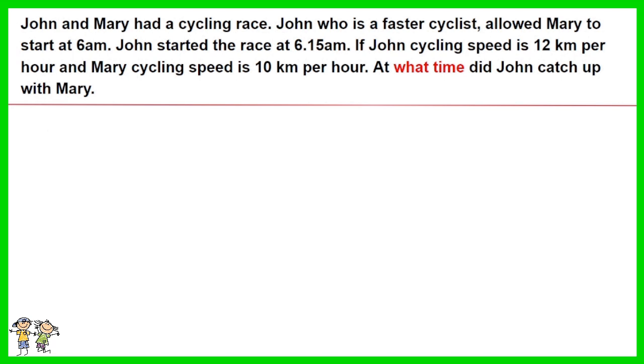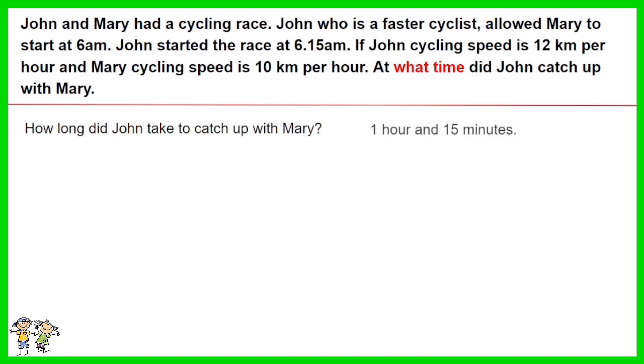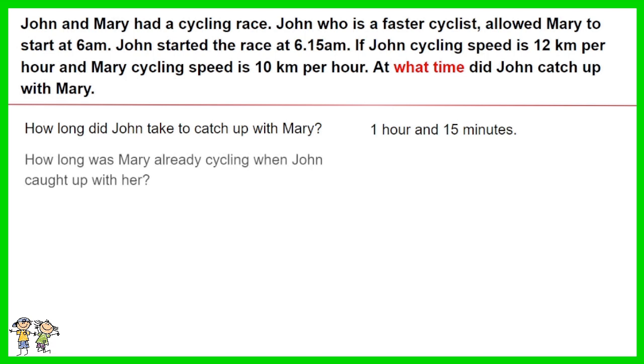For the same question, you may be asked to look for different things. For example, you may be asked to provide the answer on how long did John take to catch up with Mary. In this case it is 1 hour and 15 minutes, which we already derived earlier. You may be asked, how long was Mary already cycling when John caught up with her? Since Mary started the race 15 minutes earlier, the answer should be 1 hour and 15 minutes plus 15 minutes, which is 1 hour 30 minutes or 1.5 hour.